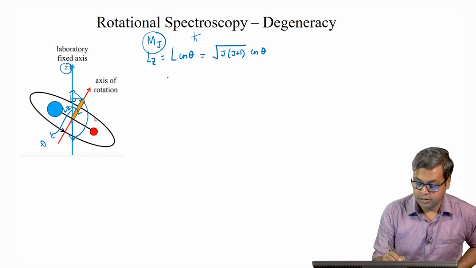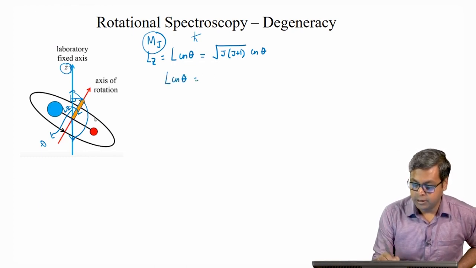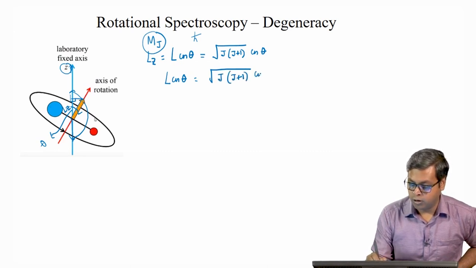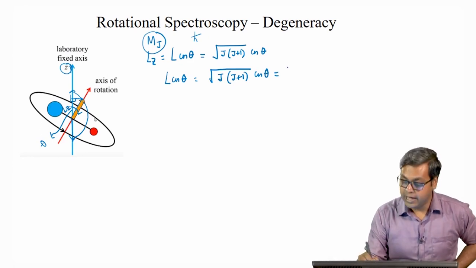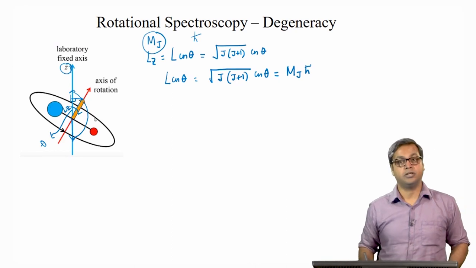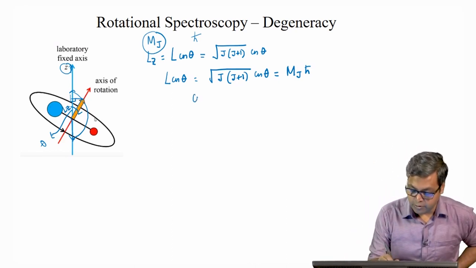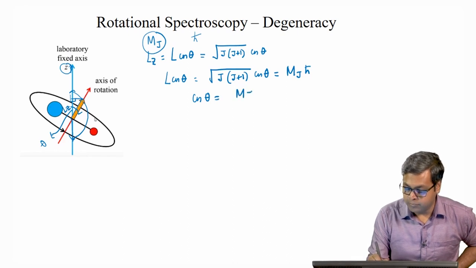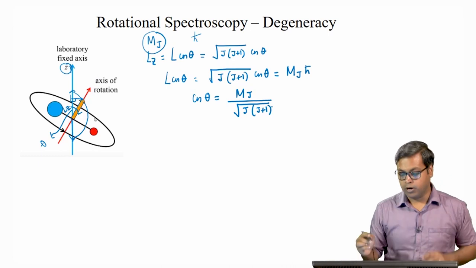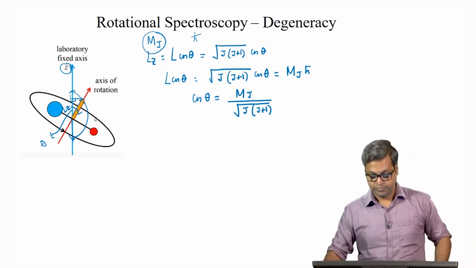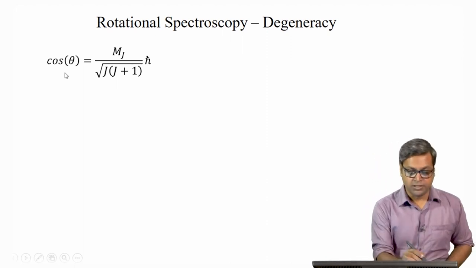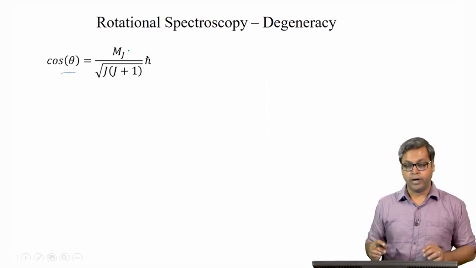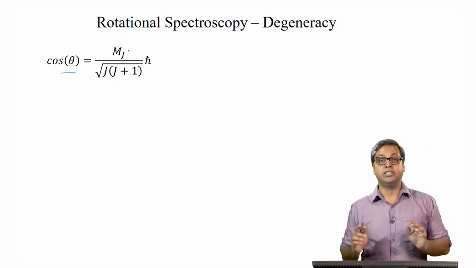So, we can write L cos theta equals root over j times (j plus 1) cos theta equals m_j h cross. And in other words, we can write cos theta equals m_j divided by root over j times (j plus 1) in quantized angular momentum units. So, we have cos theta equals m_j divided by root over j times (j plus 1).